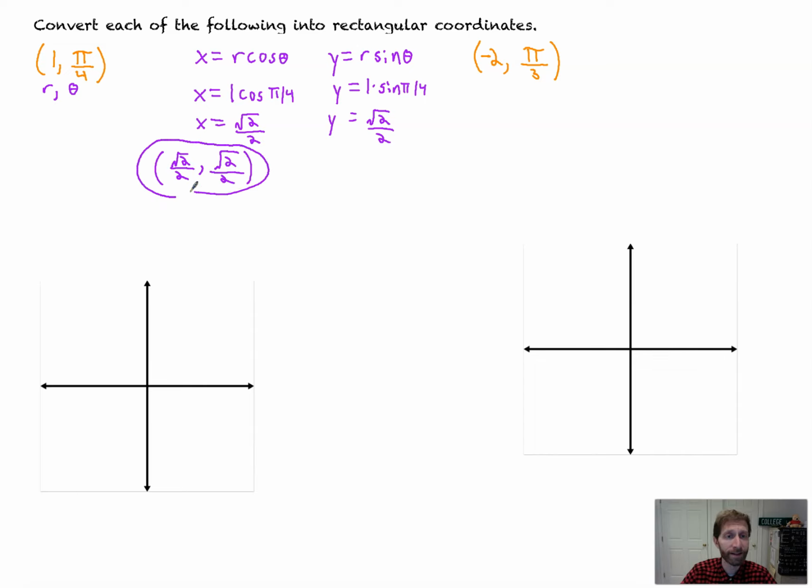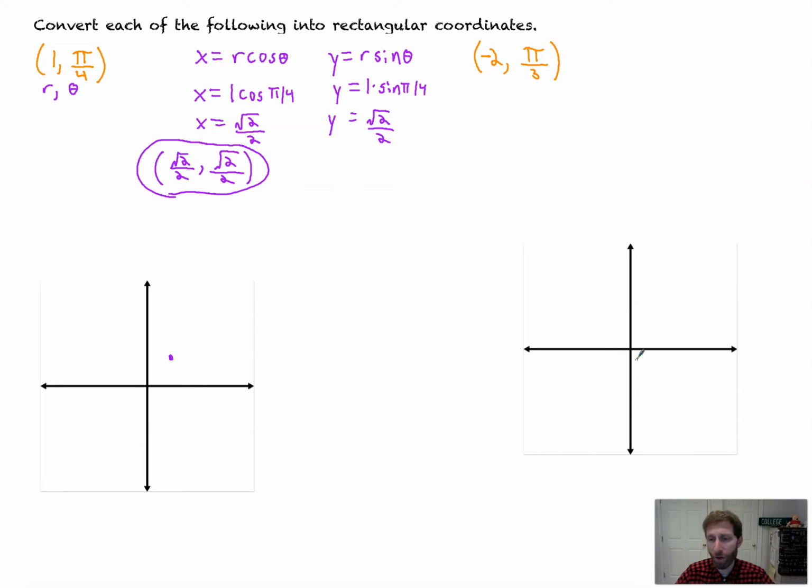Nice. Now, why does this make sense? Well, if we rotate pi over 4, we're somewhere right here, and we go out 1, that's right about there. And if we think about it, that makes sense. That's root 2 over 2, root 2 over 2, right in the middle. Very nice. Okay, now, negative 2 comma pi over 3.